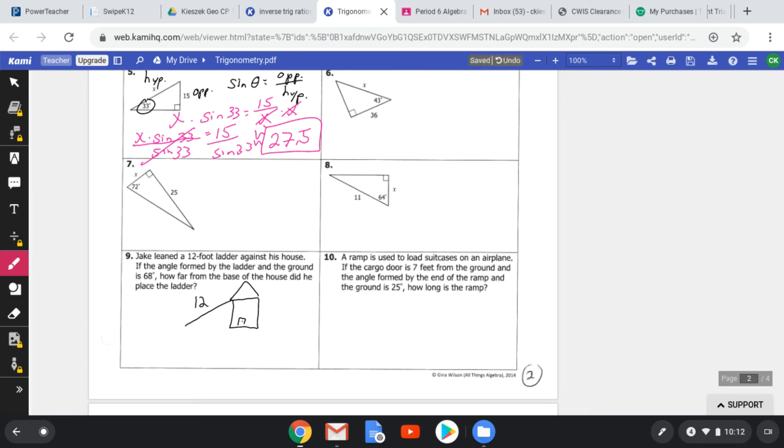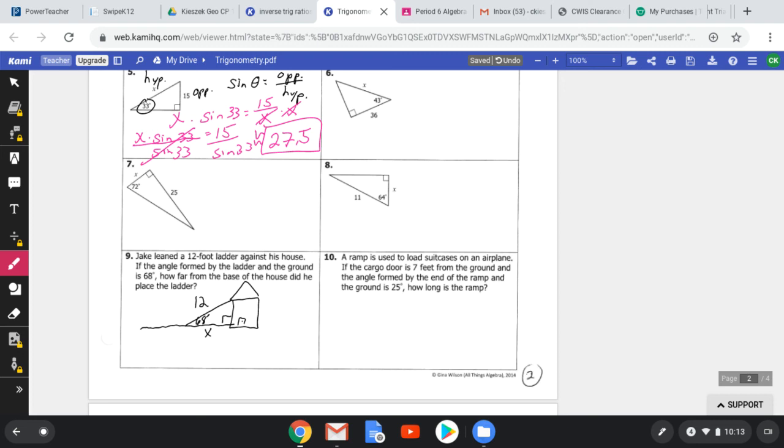So a lot of these problems, it is really important where you label these angles, because depending on where you label the angles determines what the setup would be for the trig functions. So since it says the angle is formed by the ladder and the ground, that means it has to be down here. And then we want to know how far the base of the ladder is from the house. Hopefully you see right here, I do have a familiar shape. I have a right triangle. See? Told you guys you can't get away from triangles here.